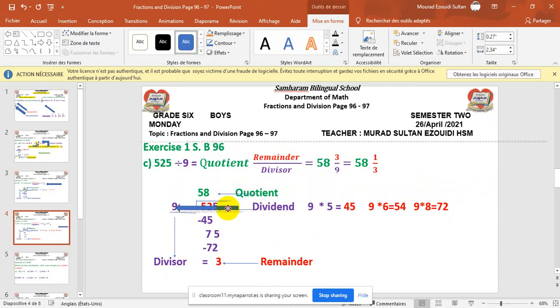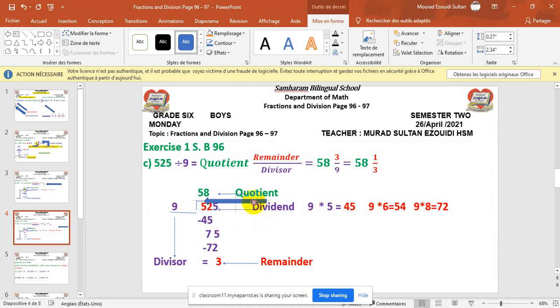52 divided by 9. How many groups of 9 are there in 52? 9 by 5 is 45. 9 by 6 is 54. And here we have 52. And 9 by 8 is 72. So here I choose what? 9 by 5 is 45. I will subtract it from 52, 45.